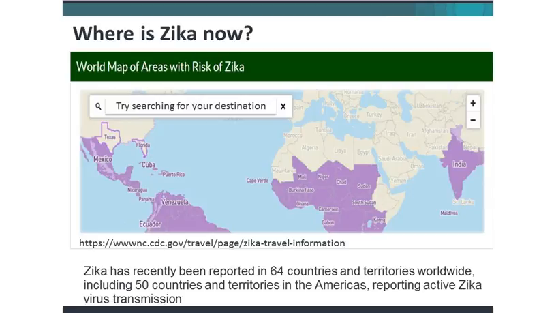So this kind of gets into the idea of where is Zika right now. And in terms of global risk, we have a new tool on our website. And basically, you can put your travel destination into the blank here at this web link, and you can determine what your risk is and what precautions you should take. But basically, Zika has been recently reported in 64 countries and territories worldwide, including 50 countries and territories in the Americas, which are reporting active Zika virus transmission right now. Next slide.